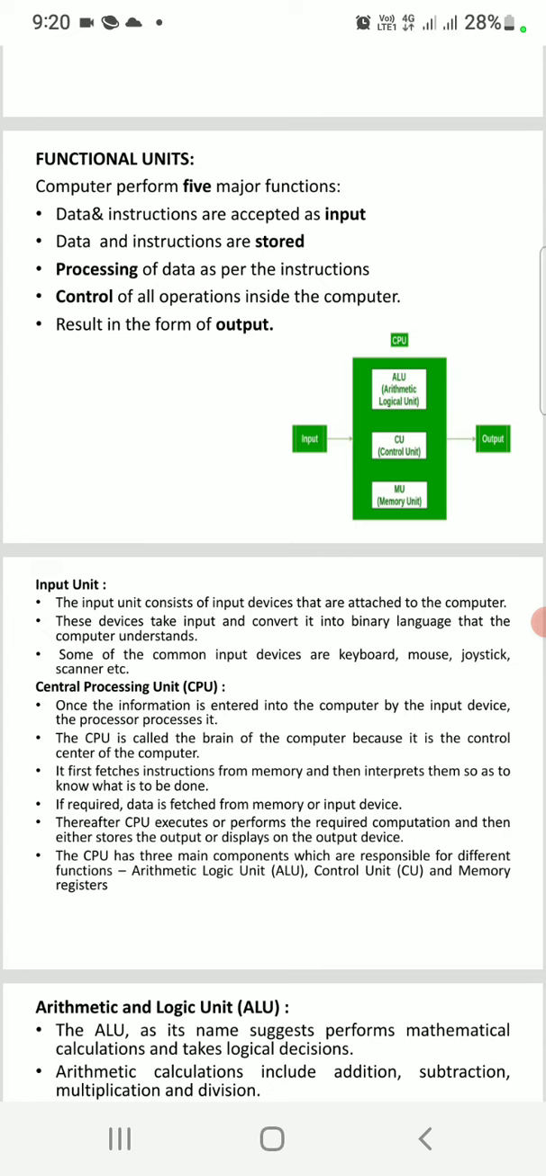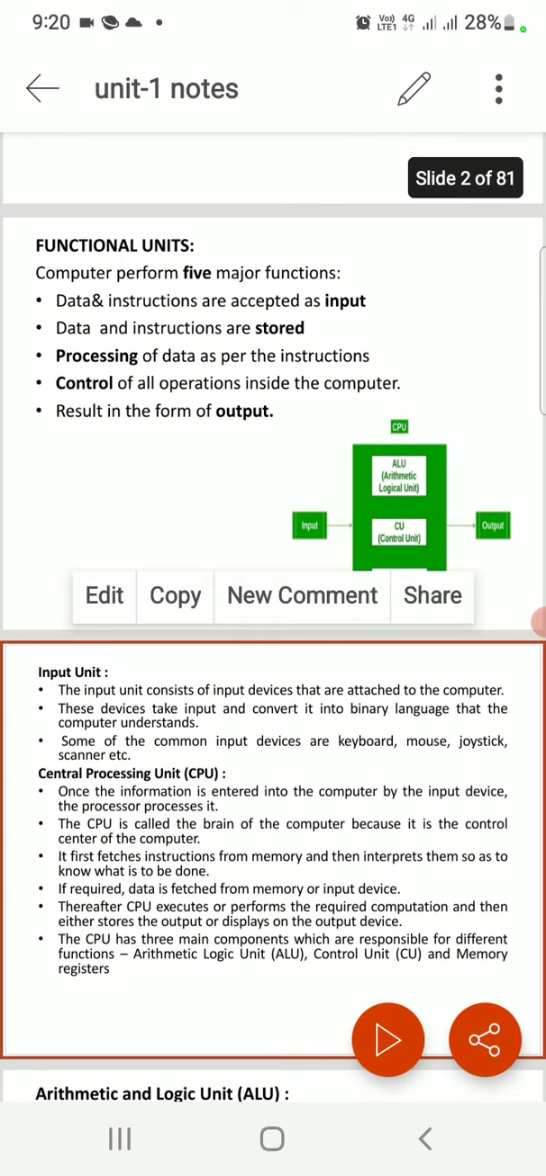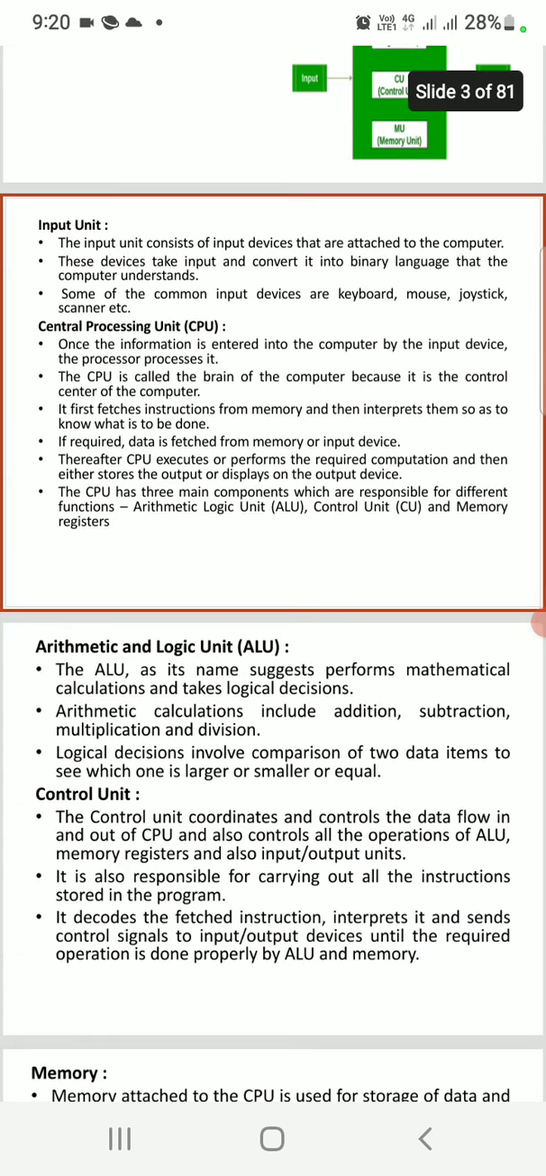So we know the ALU, the arithmetic and logical unit. It performs addition, subtraction, multiplication and division operations. The next one is the control unit. It is used to control the operations of the computer architecture, and it also controls all the devices and the arithmetic and logical devices.